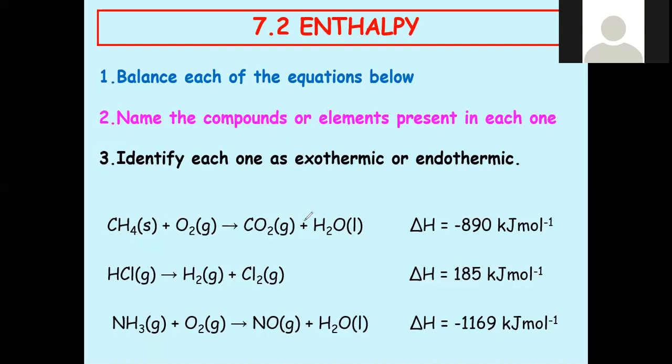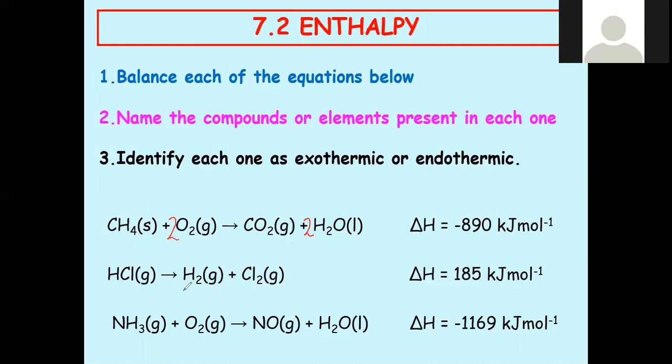So if we put 2 H2O here, we've now got 4 hydrogens. Our hydrogen is balanced. We've got 1 carbon, they're balanced. I've got 2 oxygens on this side, and now 4 oxygens on this side. So I just need to put another 2 here, and we've balanced that equation.